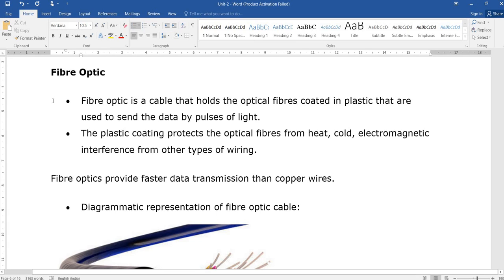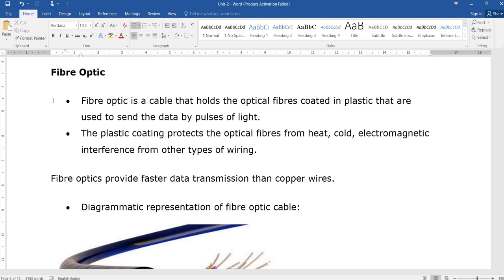No, this one. Fiber cables can hold optical fibers coated in a plastic that are used to send and receive data by pulse of light. So this is the point. Point number one, we have to remove it. If you download the notes also, just remove point number one.